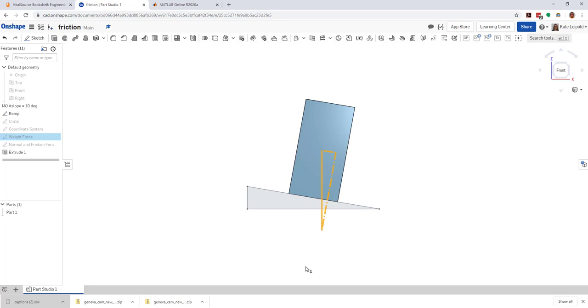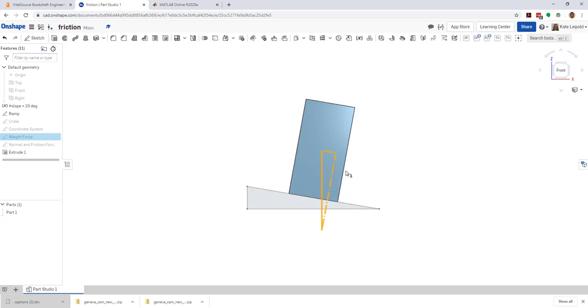What I like about using OnShape is it visually lets me see if my weight's applied at the center of my block, where that weight force is going to fall. Right? And these dashed lines are showing the weight projected onto the coordinate system. But here's my weight force. And what's really important about this is when the weight is centered over the base, then it's going to be stable.